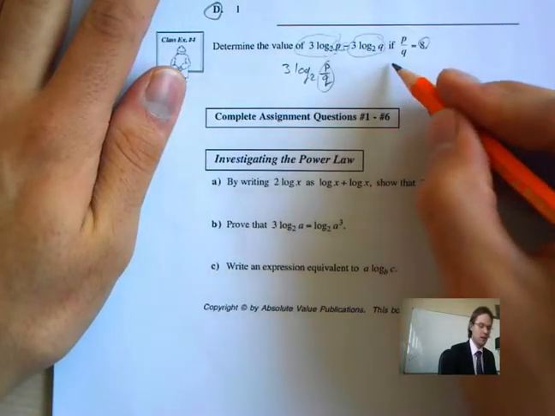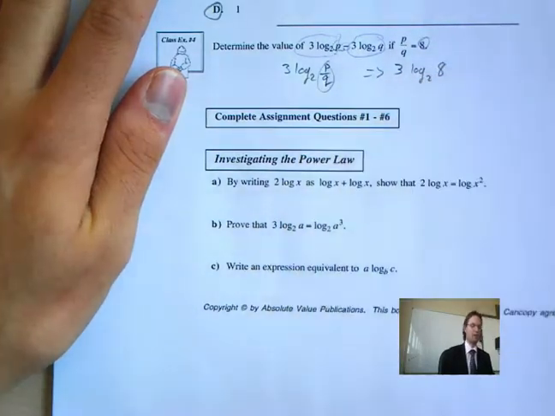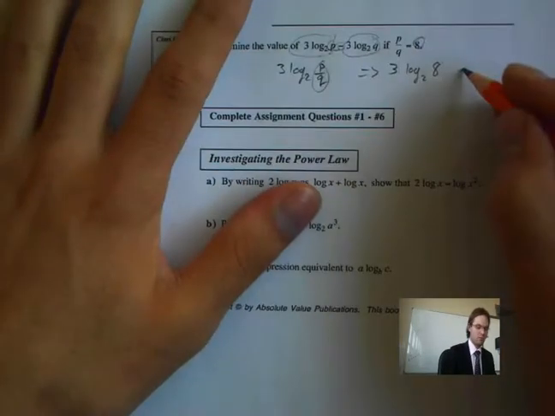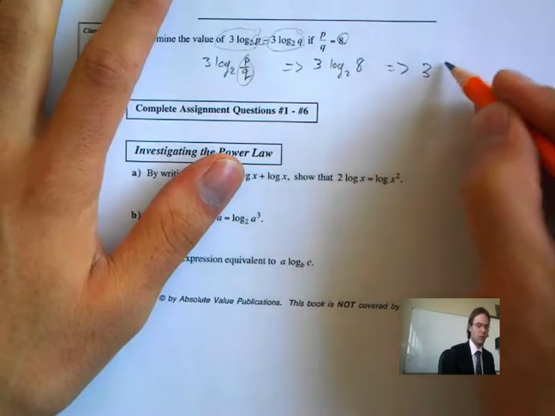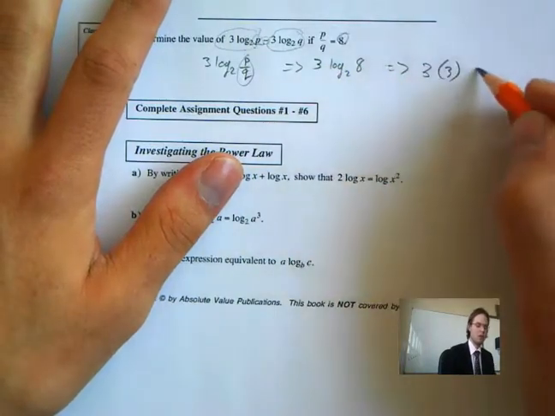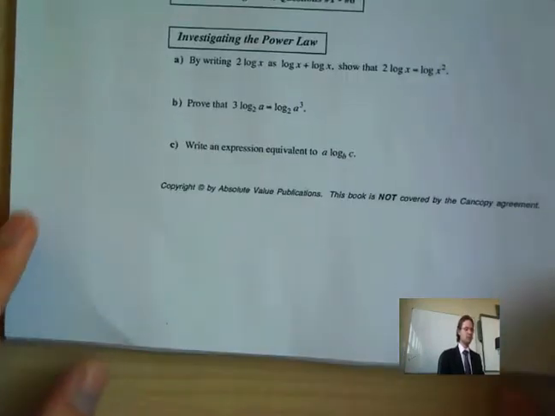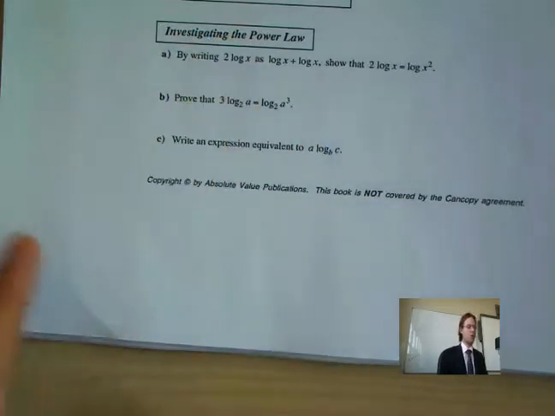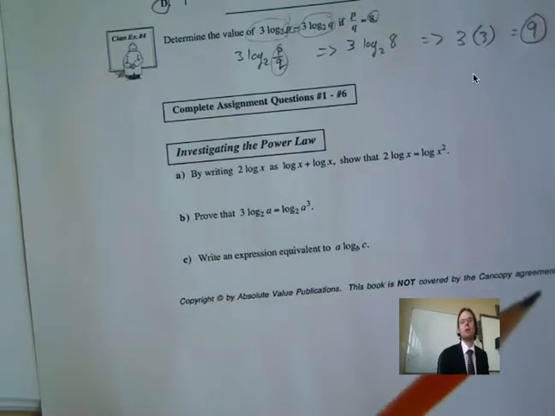So we're going to end up getting 3 log 2, and then there's an 8. 2 to the what is equal to 8? 2 to the power of 3. So we're going to end up getting 3 multiplied by 3, because this is equal to 3. 2 to the power of 3 is equal to 8, so that is equal to 9. So that's my answer. Okay, so the next part here, it wants you to investigate our power law. So that's power to a power.